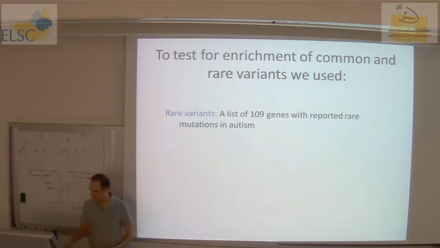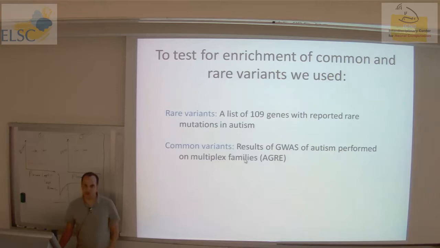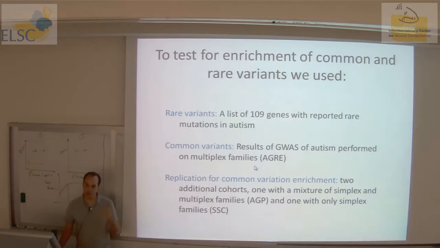Then we also looked at common variation. This is the result of a genome-wide association study that was performed on multiplex families, and we had a replication in two other sets of common variations. One of them is a mixture of simplex and multiplex, and the other one is simplex families.